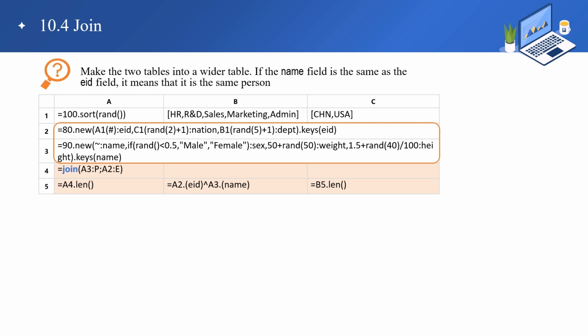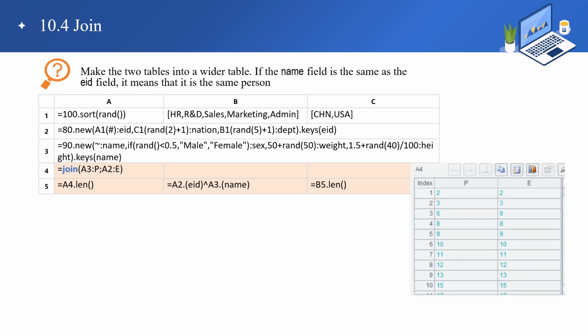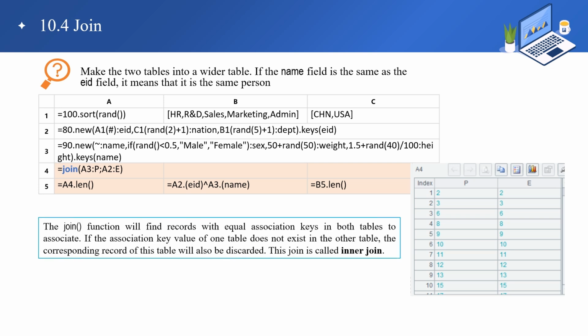Look at the result of A4. The left and right are still equal, but there are obviously missing sequence numbers, that is, primary key. Looking at A5, of course, it will not be 100, but it is not 80 or 90, but smaller. The join function will find records with equal association keys in both tables to associate. If the association key value of one table does not exist in the other table, the corresponding record of this table will also be discarded. This join is called inner join.